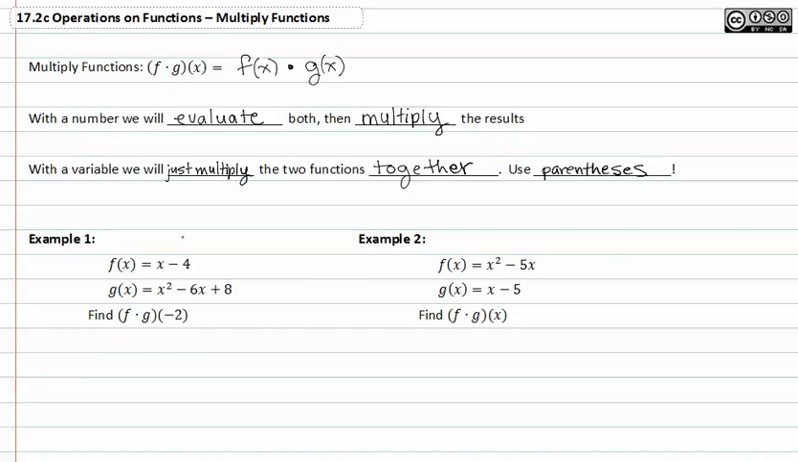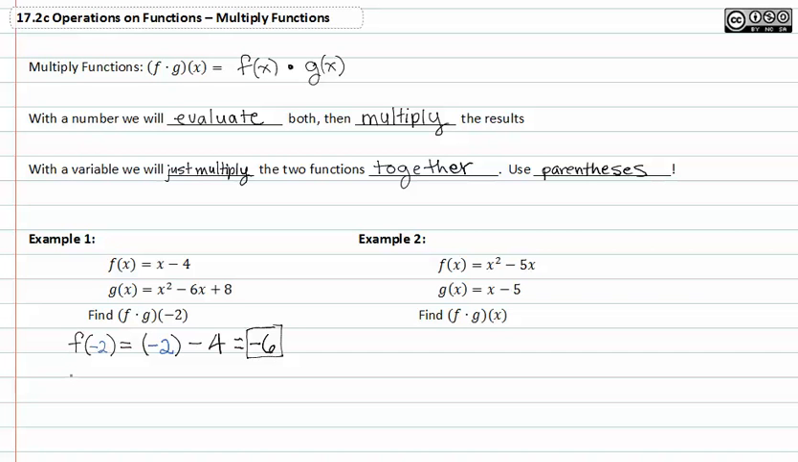In example 1, we have an f of x function and a g of x function, and we need to find the product, or f times g of -2. First, I'm going to write the generic f function, with spaces for where we'll substitute. Since we're supposed to evaluate at -2, I'm going to drop -2 into my function and then evaluate from there. -2 minus 4 is -6.